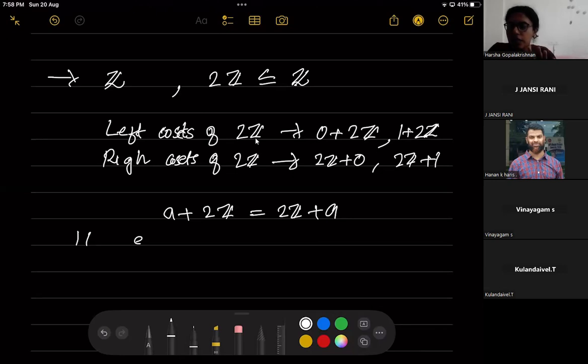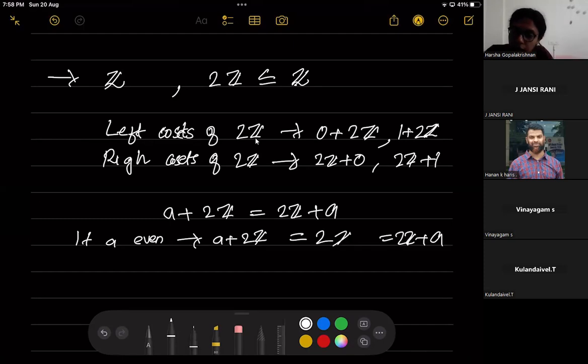Means with the 2z, I am adding an even integer, one particular even integer. So again, it will cover the full even integers, right? So if a is even, a plus 2z equals 2z. But it is the same as 2z plus a, because whether I am adding on the right side or the left side does not matter, since addition is a commutative operation here. So if I take a plus 2z or 2z plus a, both become the full 2z.